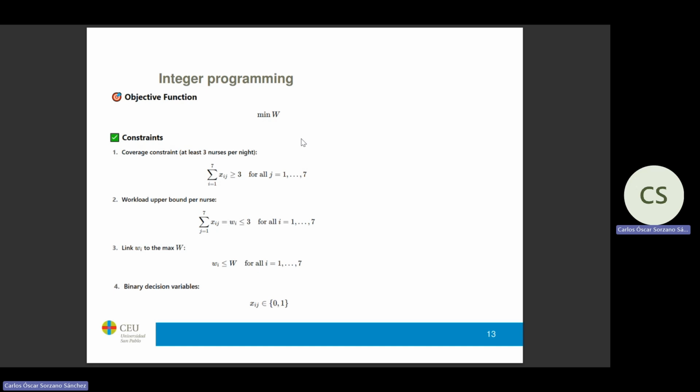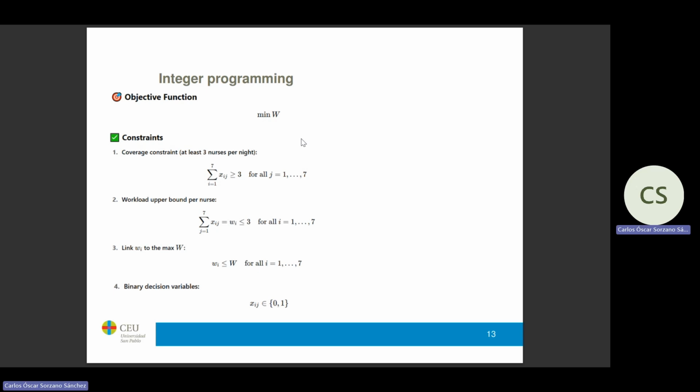First, at least 3 nurses per night. How do I express that? For every night j, if I sum xij over all the nurses, that has to be larger or equal to 3 for all days. Then the upper bound for each nurse, that is, if I now, instead of summing by nights, I sum by nurses.